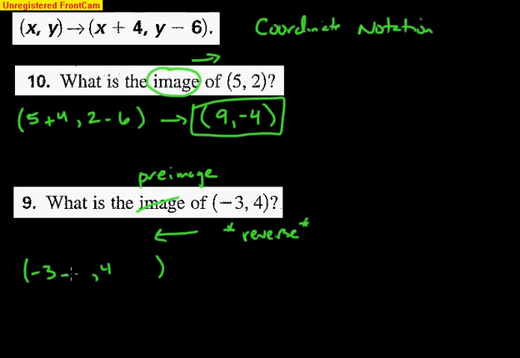we have to do the opposite or reverse of what it says. Reverse. So if it says take x and add 4, we're going to subtract 4. If it says take y and subtract 6, we're going to add 6. To go in the reverse order, to get back to the pre-image. And this would give us the coordinates -7, 10. So if you took this point, -7, 10, and did what the coordinate notation says, you would arrive at the point they gave you. So just some basic coordinate notation. Okay, and here's the final problem.